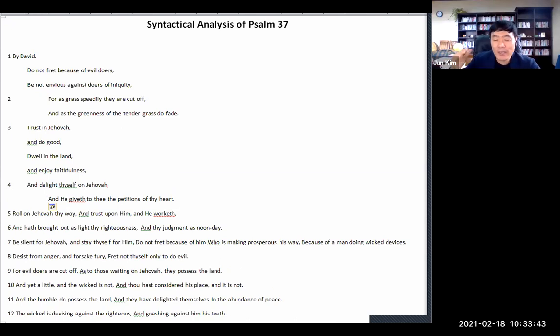Okay. So there is a strong relationship between these two. So the second one belongs to the first. Can you see that? You're doing a good job. What about roll on Jehovah thy way?